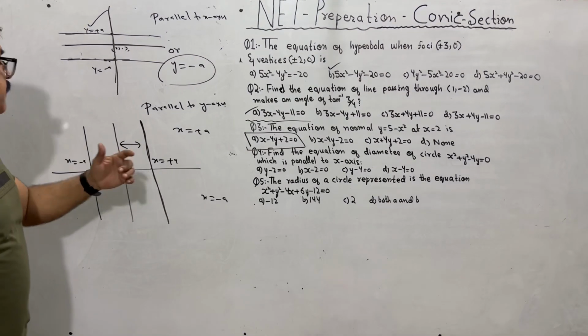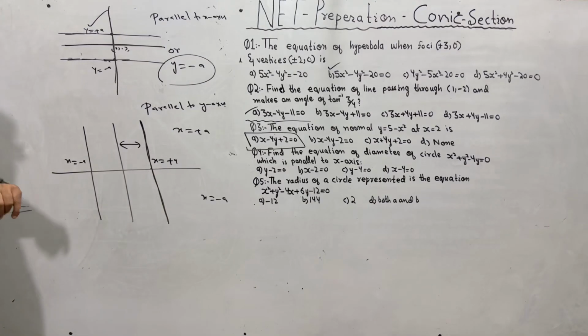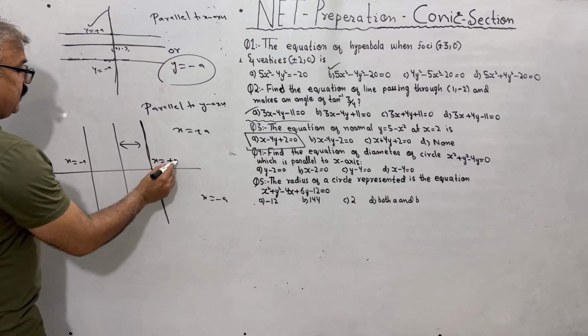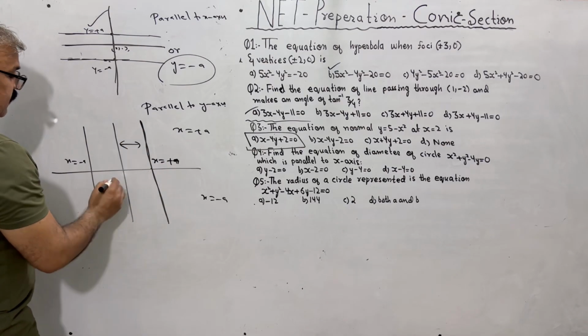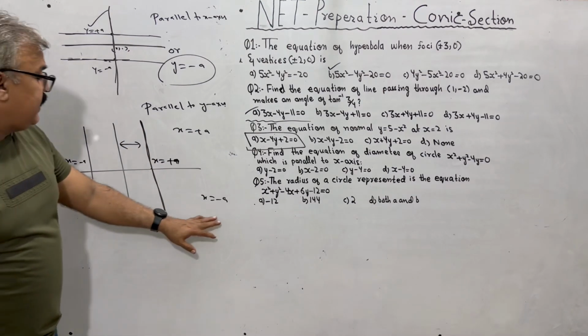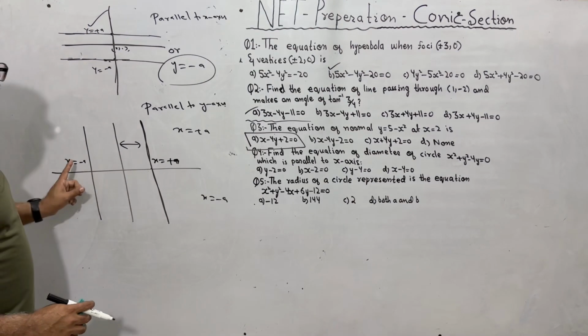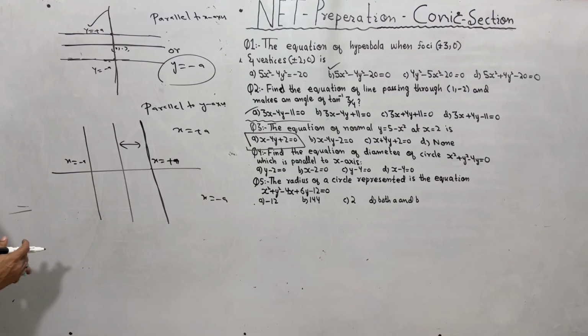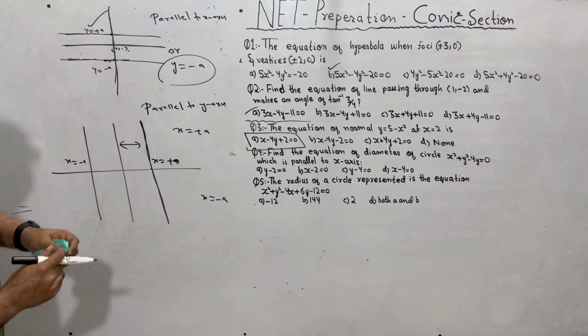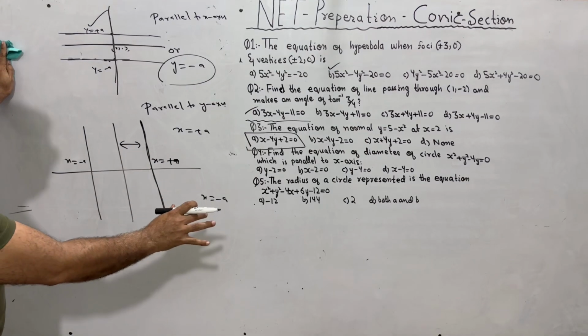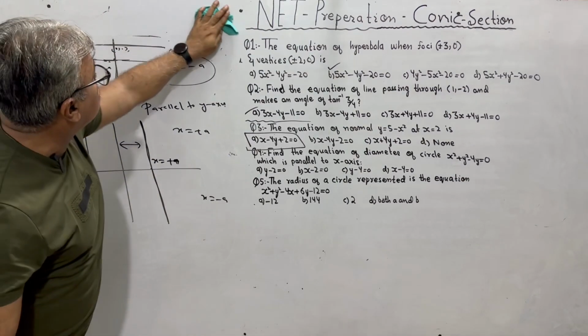When our equation comprises only x, if it is some positive number, it is on the right hand side of the origin. If x is some negative number, it is on the left of the origin, but parallel to the y-axis. I have tried my best to give you a clear picture of what is parallel to the x-axis and parallel to the y-axis. Now let's come to our business.